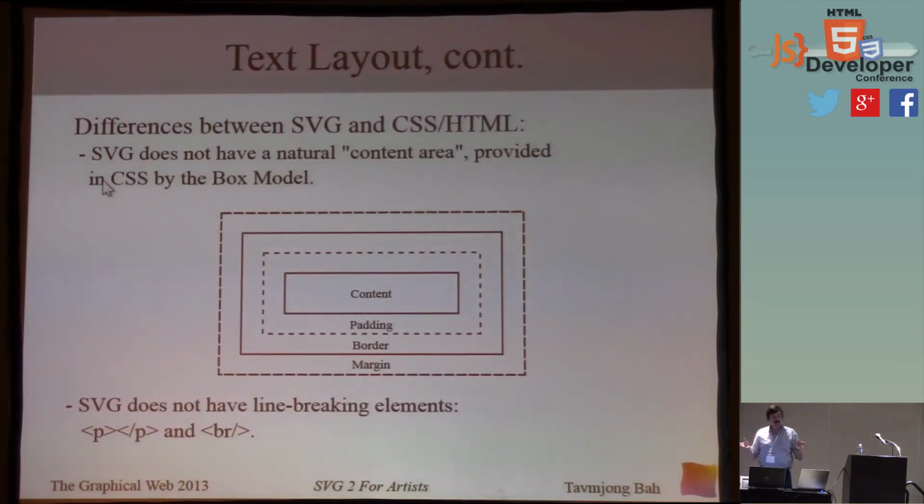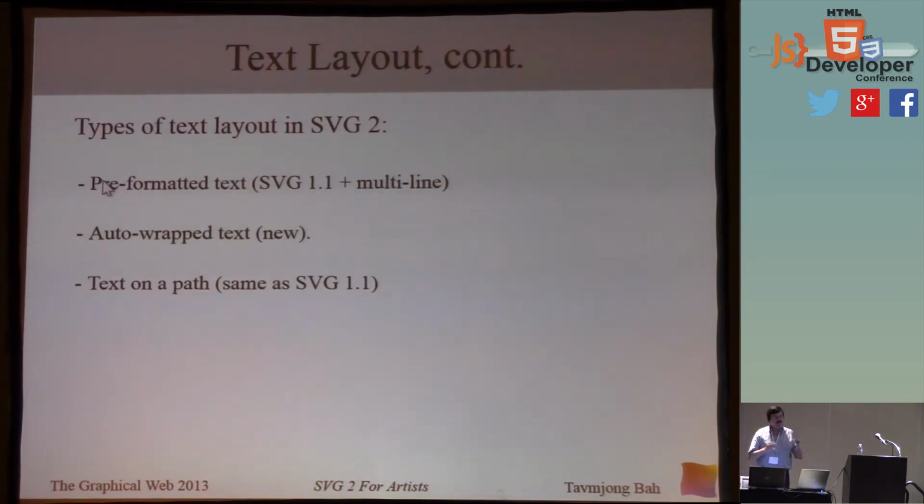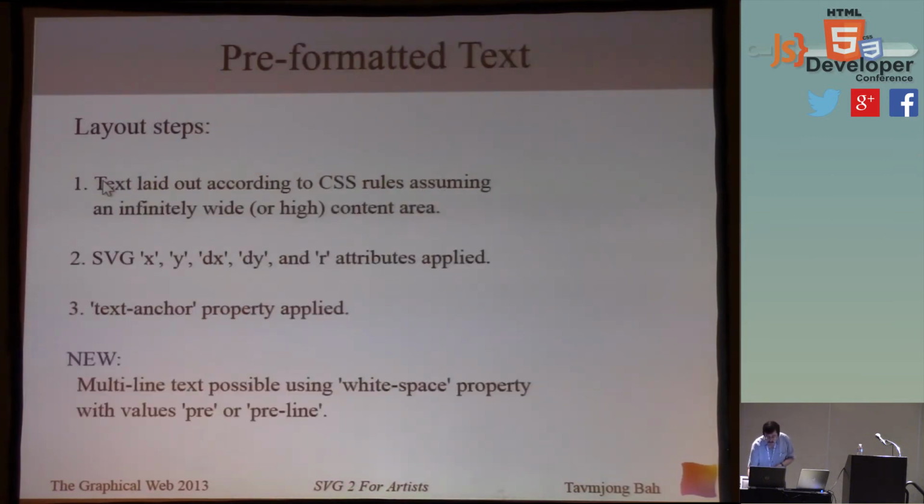Now, there are some differences between laying out text in HTML and SVG. SVG does not have a natural content area that's provided in CSS by the box model. Also, SVG does not have line breaking elements. Now, there are three types of text layout in SVG2. There's pre-formatted text, which is essentially SVG 1.1 text, plus the ability to have multiple lines. But you do that ahead of time. You decide where the line breaks are going to be. And then there's auto-wrap text. That's new. And then there's text on a path, which is the same as in SVG 1.1.